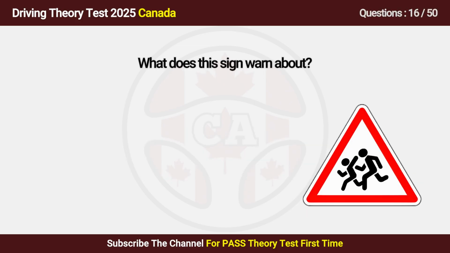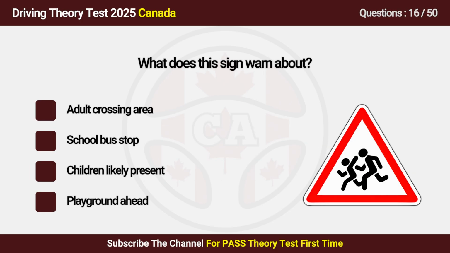Question 16. What does this sign warn about? A. Adult crossing area. B. School bus stop. C. Children likely present. D. Playground ahead.